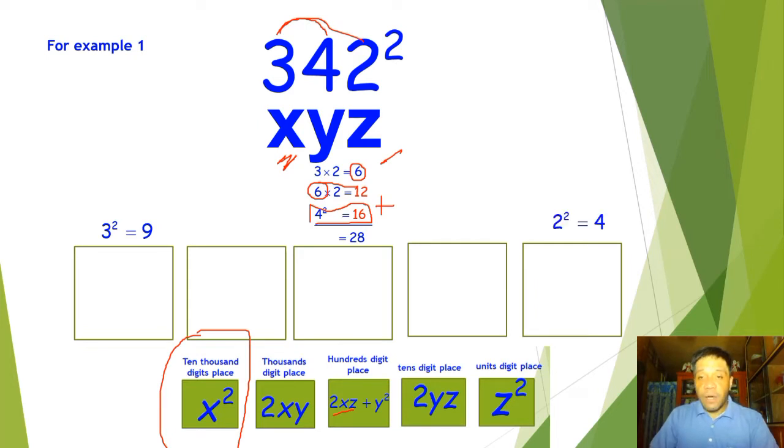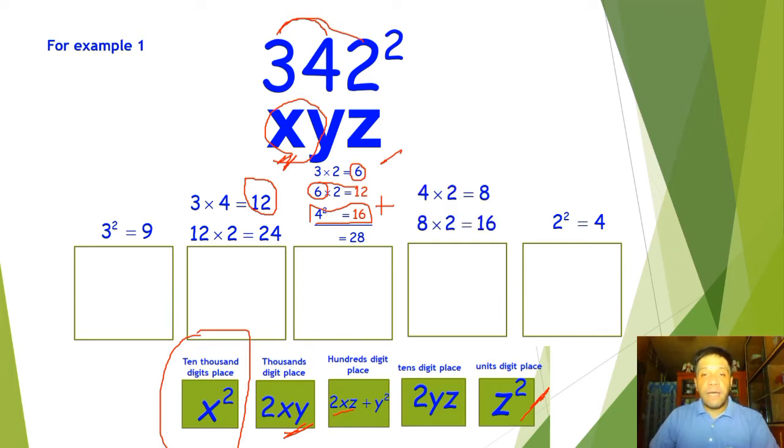Then followed by, the next step is we're going to work on the units place. The square of 2 is 4, since 2 times 2 is 4. And then we have twice of x and y. So we have 3 times 4, which is 12, and the product of x and y is always multiplied by 2. So we have 12 times 2 is 24.